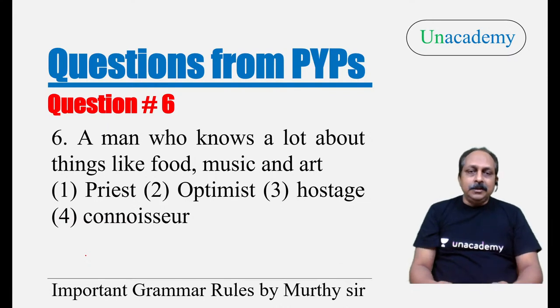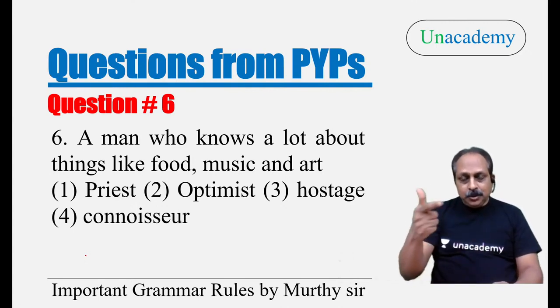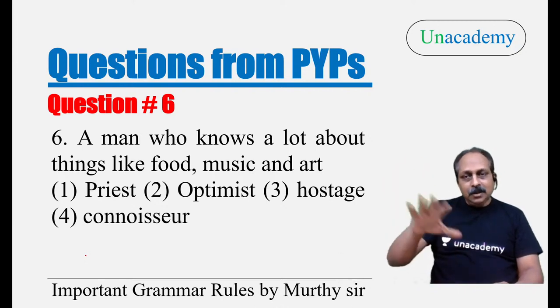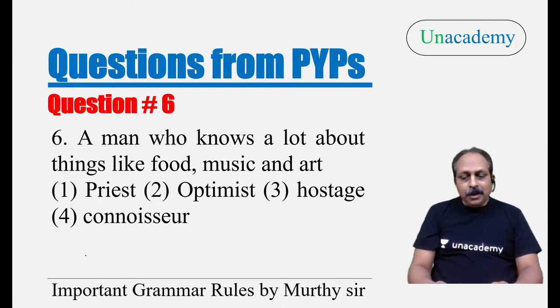Now, these questions, one word substitutions. A man who knows a lot about things like food, music, and art. Double negative. That's right. Now, new set 6 to 10, one word substitutions. First five questions, error location. Next five, one word substitutes.